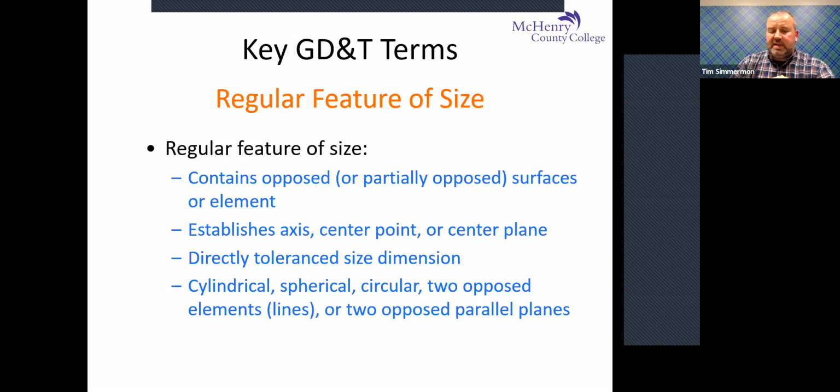A regular feature of size has a directly tolerant size dimension. They can be cylindrical, spherical, circular, two opposed elements or lines, or two opposed parallel planes. So if you look back at the blueprint reading class that you took, probably 90% of the prints that you started with would have been what we call a regular feature of size.